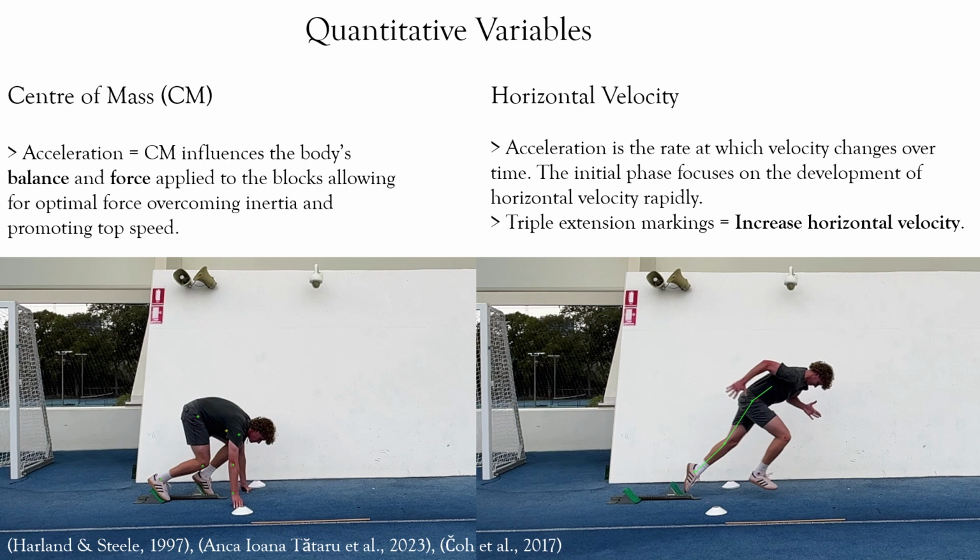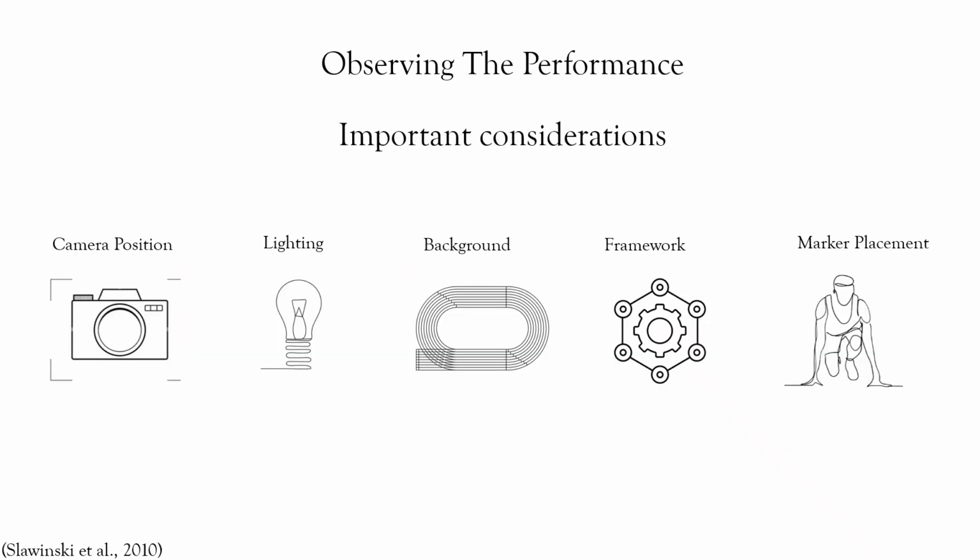Acceleration is the rate at which velocity changes over time, and in sprinting this is critical for the athlete in the initial phase of the race as it allows for the development of horizontal velocity rapidly. In observing the performance of a block sprint start and analysing the data's important features, considerations in recording were taken into account. This included the camera position, lighting, background, frame rate, subject preparation, and marker placement.